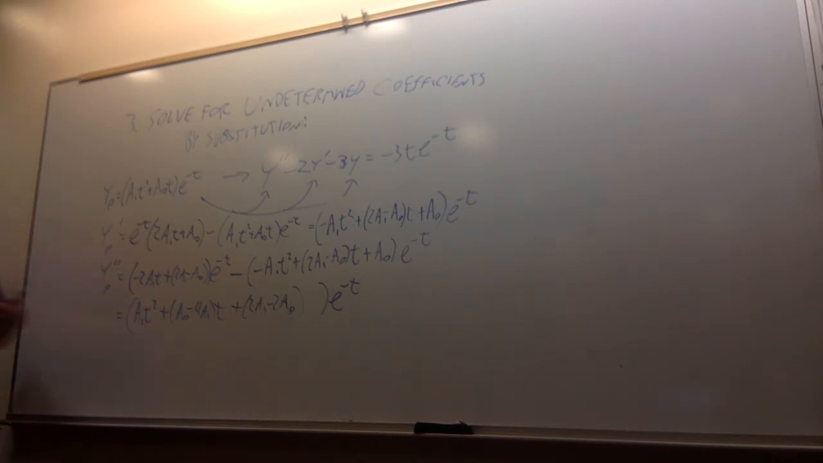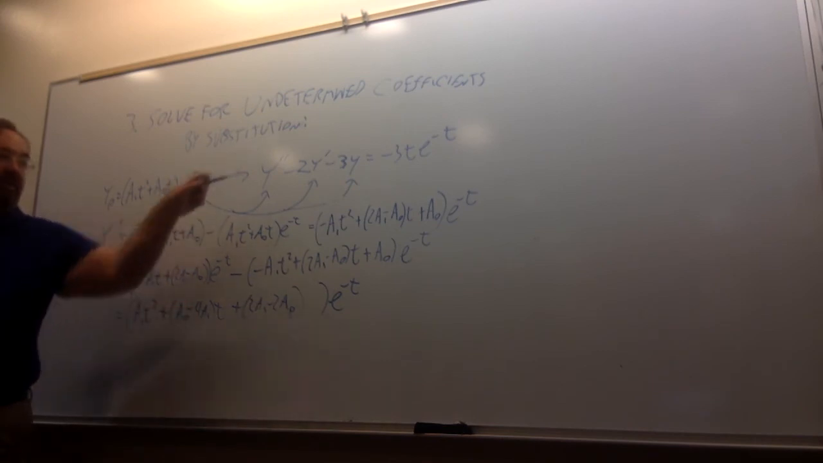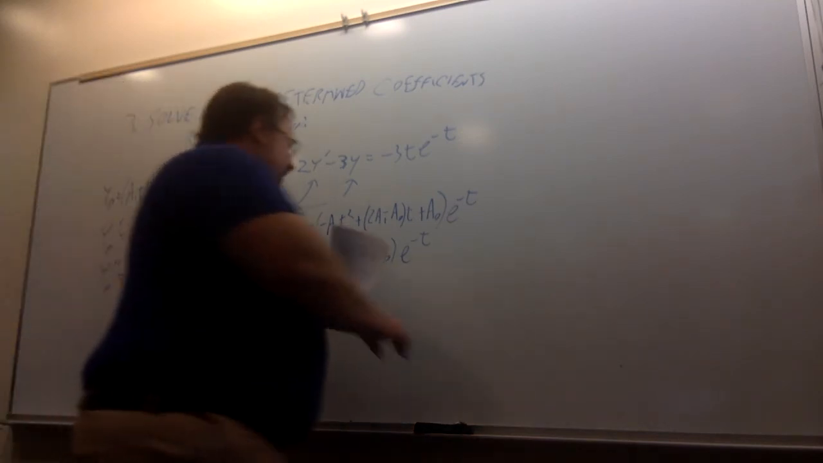So now all three of these items, the particular solution itself, its first derivative condensed, and the condensed second derivative, need to be substituted in here and matched against minus 3t e to the minus t. So questions up to this point? As you can imagine, the algebra is a bit messy. Proceed carefully.